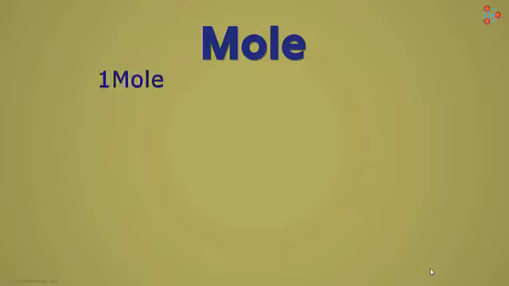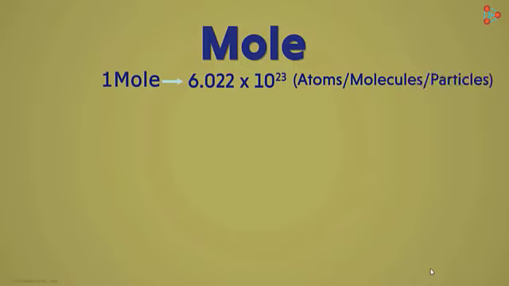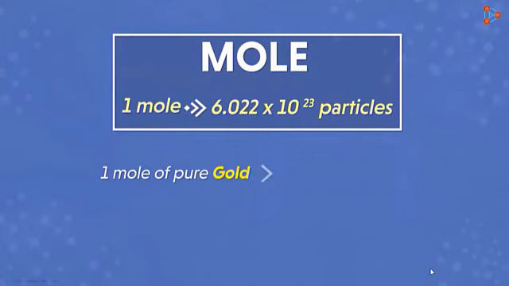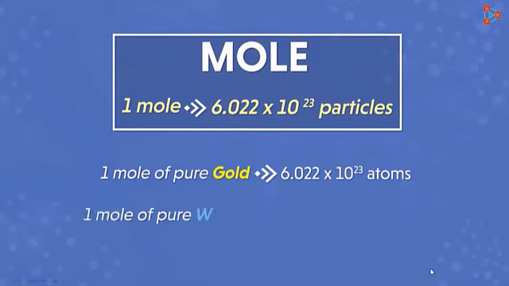1 mole of anything has 6.022 times 10 raised to 23 atoms or molecules or particles present inside it. Isn't this number huge? If I have to write down the zeros, this is how big the number will look. 1 mole of anything has these many particles. If I give you 1 mole of pure gold, then what will the number of atoms in it be equal to? Yes, these many atoms. And 1 mole of pure water will have these many molecules.